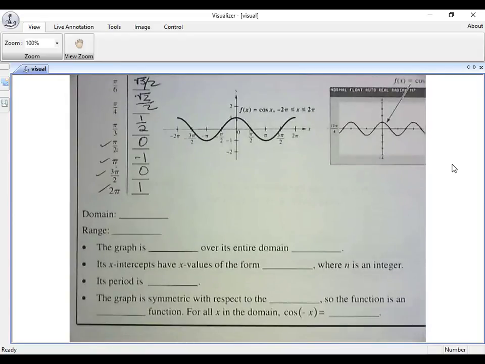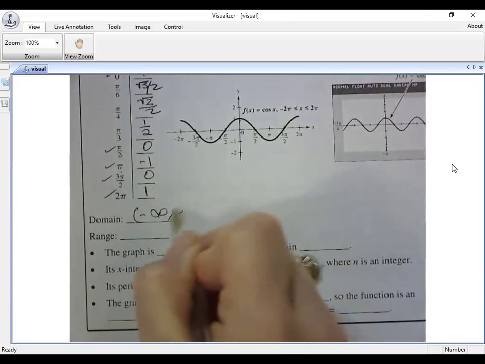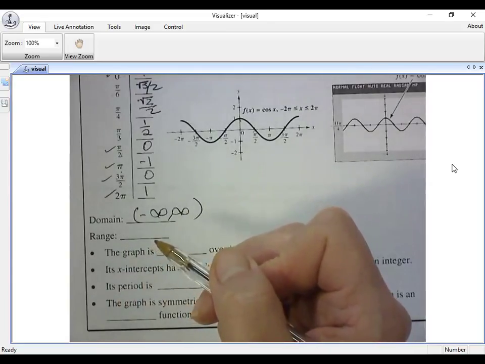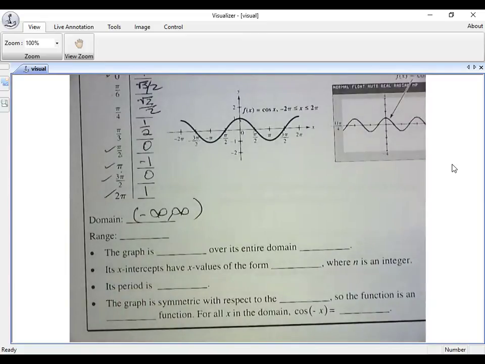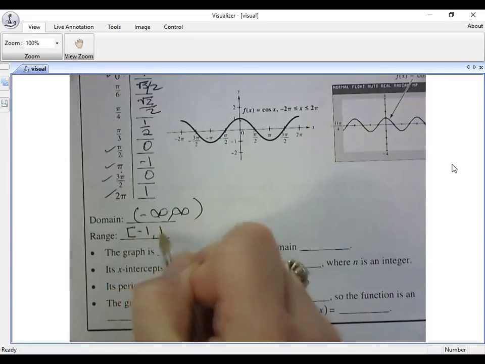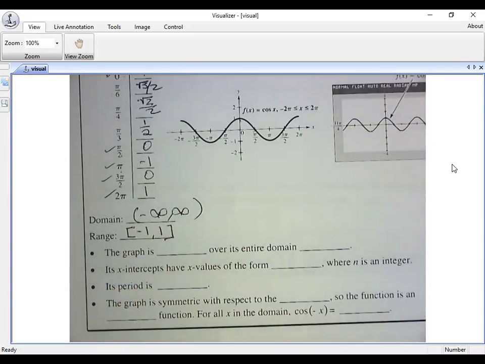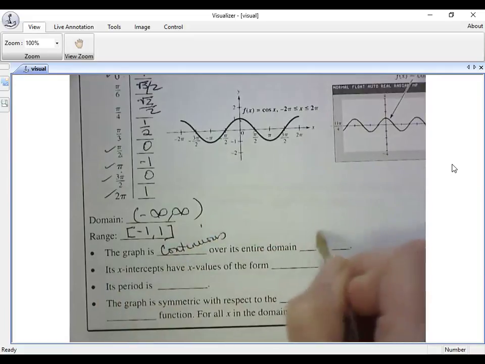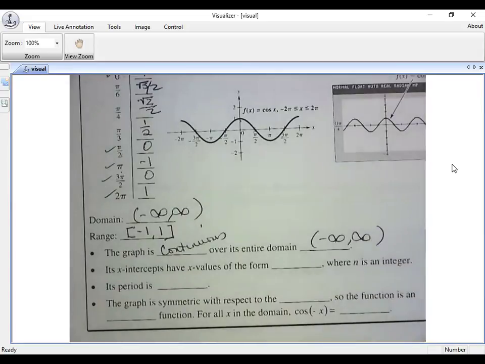Talk to me about domain and range, okay? Do I have any restrictions on what my angle can be in cosine? No, so it's negative infinity to positive infinity. What do I know about the range? When I take the cosine of any angle, I've got to get a number between what and what? That's right, so it's the same range as we had on sine. It's a closed interval from -1 to +1. Is this thing continuous everywhere? Yes, it is. It's continuous over its entire domain, which is from negative infinity to positive infinity.